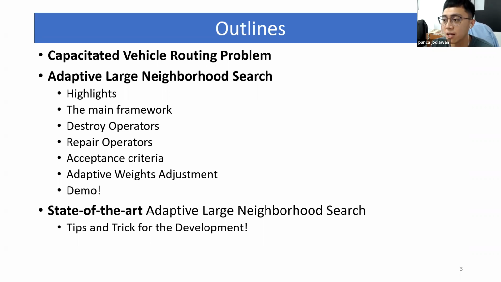Then after discussing the CVRP, or capacitated vehicle routing problem, we'll move to adaptive large neighborhood search, and I have dissected the section into several points. I will start with the highlights and then the main framework, that is the destroy and repair operators. Then I will continue to the acceptance criteria and then the adaptive weight adjustments. I will show a short demo of the C++ code. And lastly, I will share some tips and tricks for developing a state-of-the-art adaptive large neighborhood search.